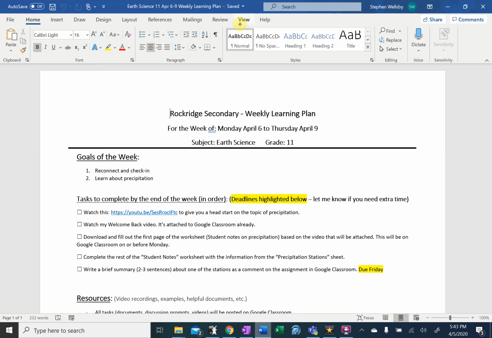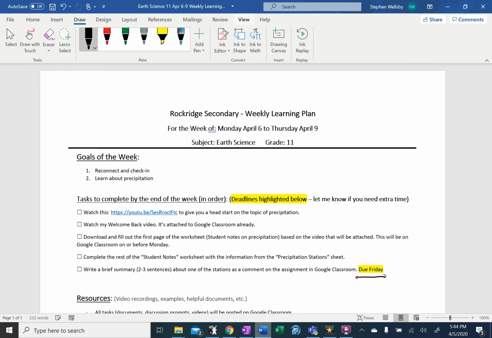That's the 4 different stations, and for your homework, this is how I'm checking to make sure that you're staying engaged with the learning: you'll write 2 to 3 sentences about one of these stations. There are 4 stations to choose from. Choose one of them and write 2 to 3 sentences as a summary. This is my way of ensuring that you are staying engaged with the learning and still participating.